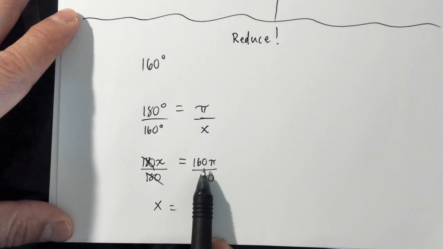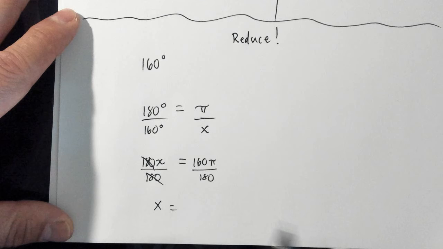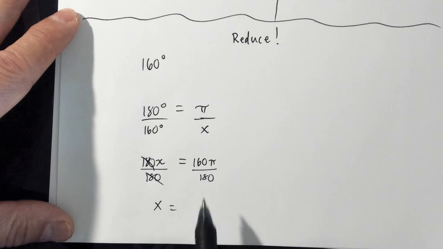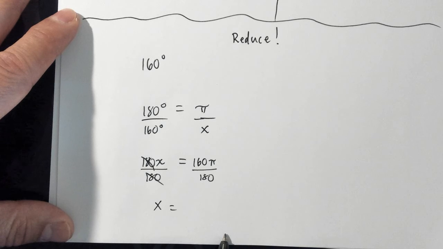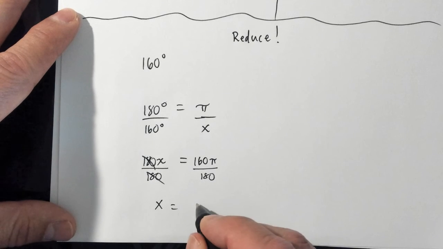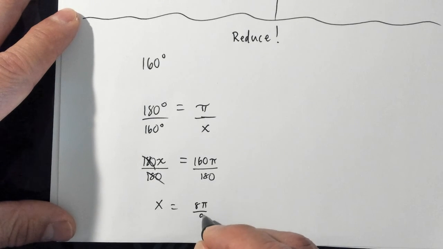So obviously I could divide by 10 and 10. That would make that 16 and 18, and then I could divide those by 2. So 8 and 9. 8 ninths. Like so. Look at that.